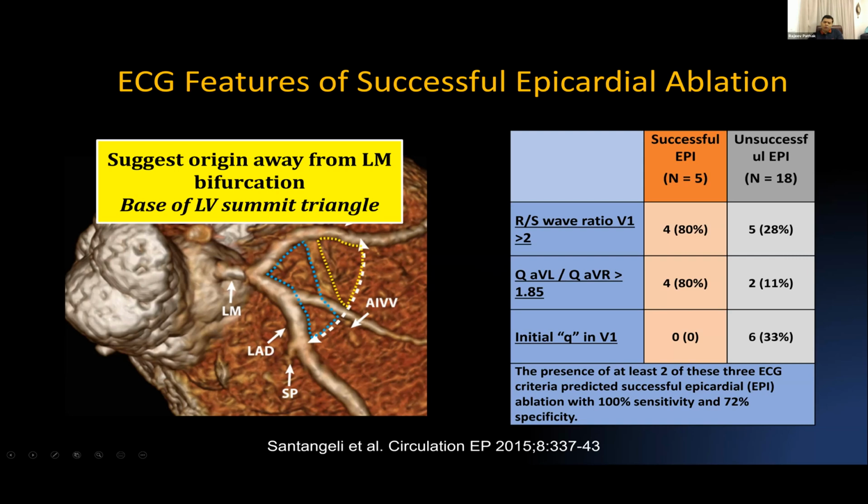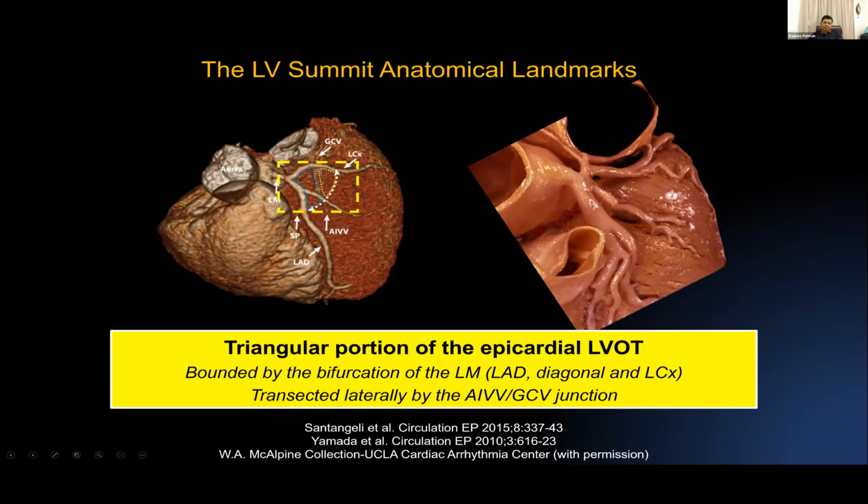So now, moving forward, let's discuss the anatomical landmarks or the structures which are normally present around this LV summit area. As I told you, this is an area bounded by the bifurcation of the left main, LAD, circumflex, and diagonal. It's laterally transected by the great cardiac vein or anterior interventricular vein. Basically, that transection itself can divide the area between unsafe and safe areas for catheter ablation.